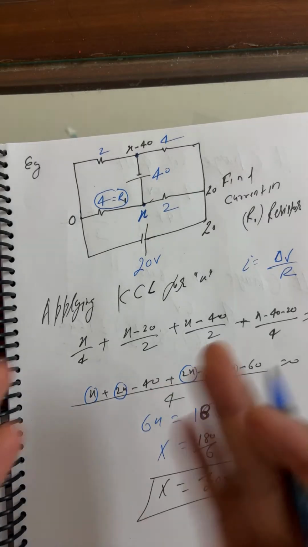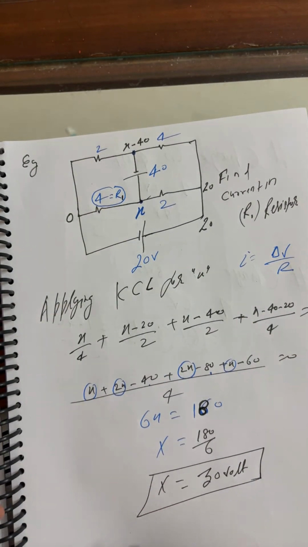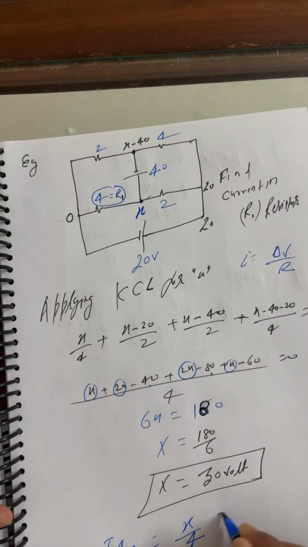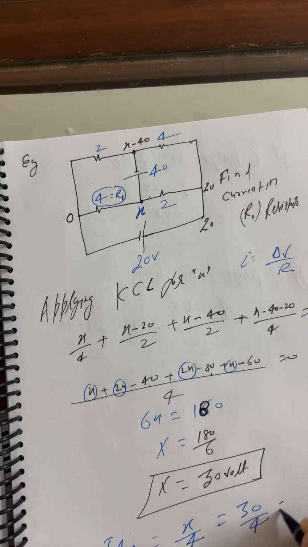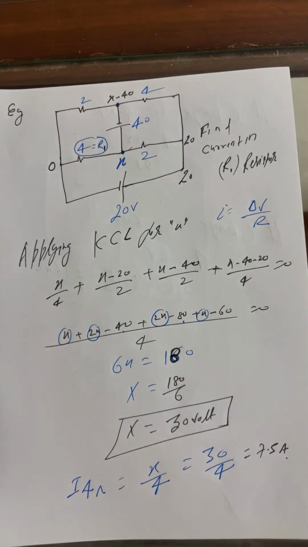Once you get X here, you can find the current here. So what is the answer finally you can write here. So I for 4 ohm. So I is V by R. So this is X by 4. So 30 by 4, you can write, my dear, 7.5 ampere. You can write, student, this is 7.5 ampere. So this pattern of questions you must know, right?